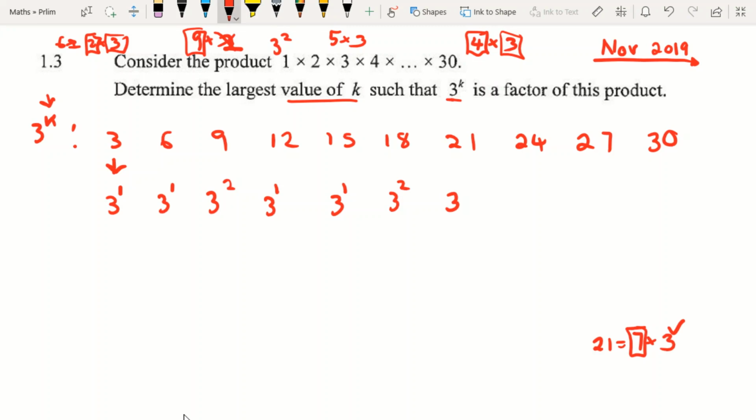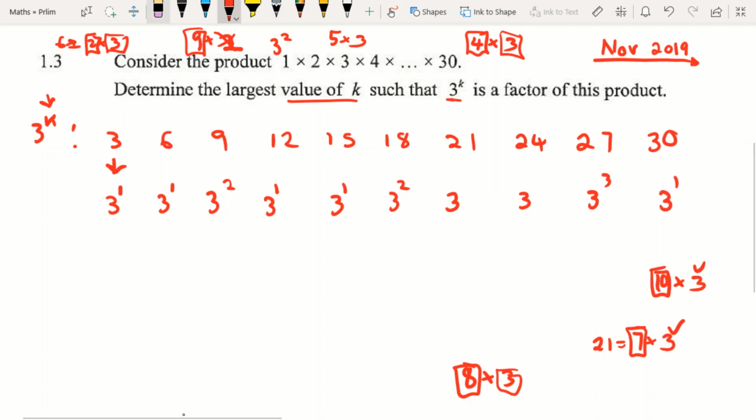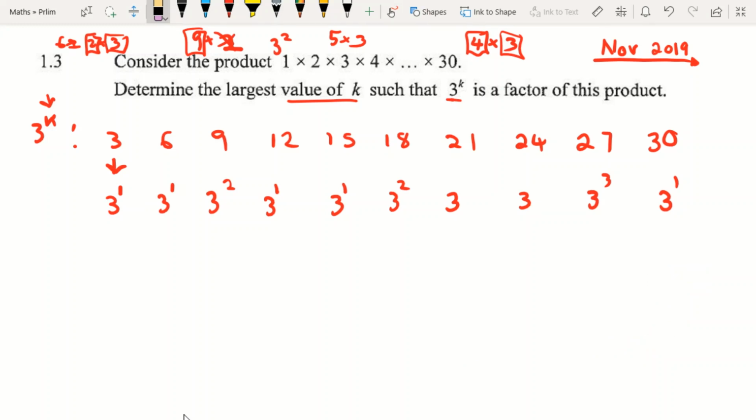And then for 24 you can say 6 times, actually not 6, we can say 8 times 3, we don't care about this 8, we care about this 3, so just write 3. And then 27 is just 3 to the power of 3, and 30 is 10 times 3, we don't care about the 10, we just take this, so it's 3 to the power of 1. So the whole point is to get bases that are actually 3, so that we'll be able to find the value of k.